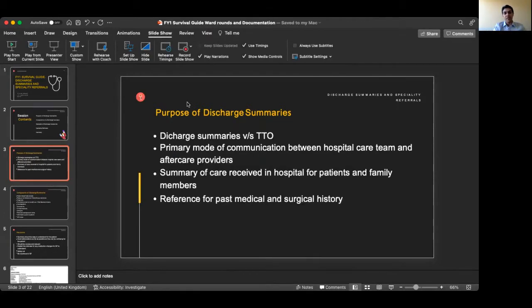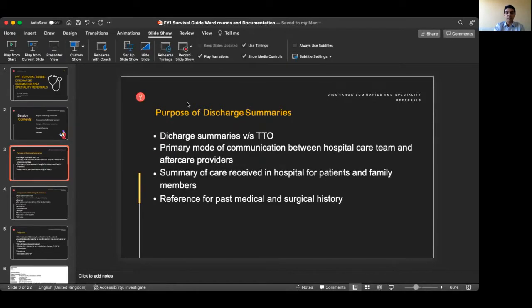So why are discharge summaries important? Discharge summaries are the primary mode of communication between the hospital, which will be yourself in a few months' time, and aftercare providers. That's usually GPs, district nurses, or anyone in the community who will be taking over the care of this patient. Through your discharge summary, you'll be able to tell the GP or anyone in the community what has happened to this patient, any changes to the management plan, any changes to the medication, or what the future plan is in terms of the care for this patient.